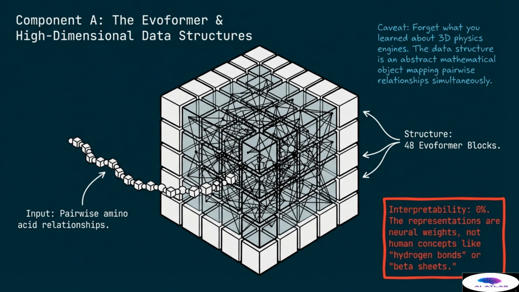The representations are purely neural weights. They are not human concepts like hydrogen bonds or beta sheets. While a human scientist looks for specific chemical interactions, the Evoformer looks at a massive matrix of abstract connections. It creates a mathematical landscape that is highly effective for prediction, but completely opaque to human intuition. We are trading our ability to explain the process for the ability to achieve a perfect result.